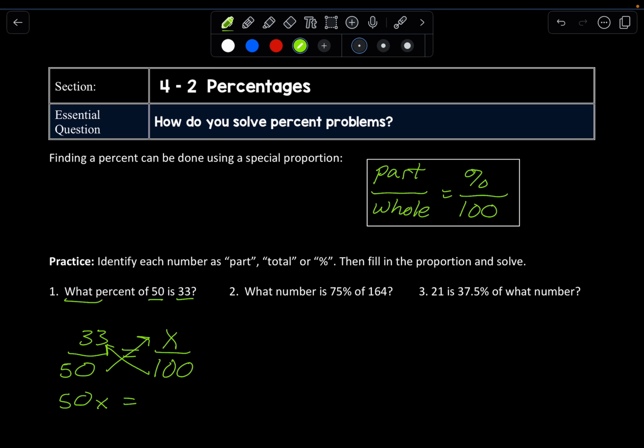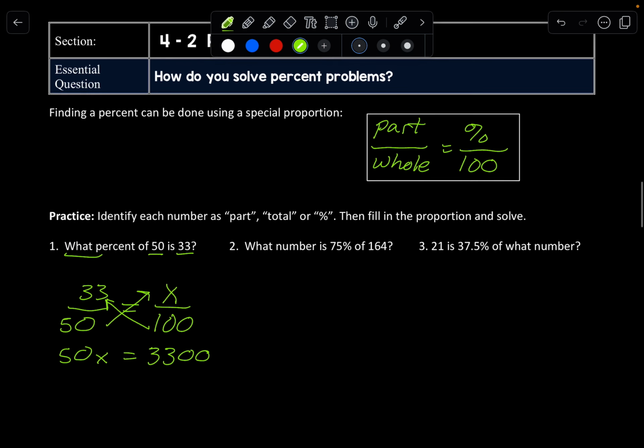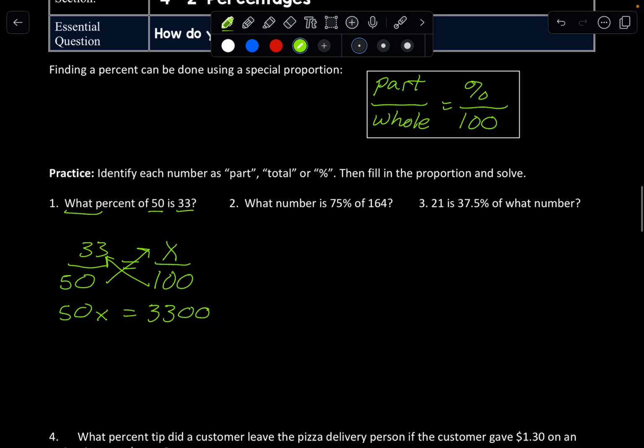You can either do this in your head or on a calculator. 33 times 100 is going to be 3,300. Now we're just getting the x by itself. The way we do that is to divide both sides by 50. Remember 50 divided by 50 is 1, or 1x on the left side here. 1x is the same thing as just an x.